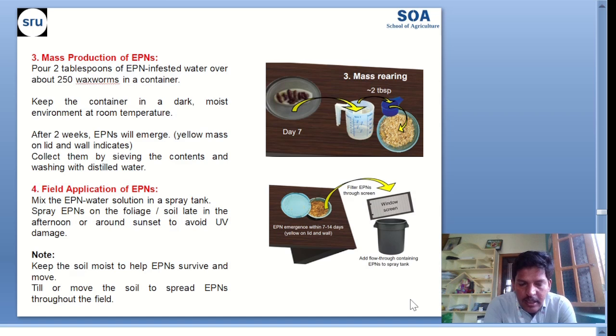Take 2 points into consideration. That is, keep the soil moist to help entomopathogenic nematode establishment and their movement. Second one is till or move the soil for easy spread of the EPNs throughout the field.